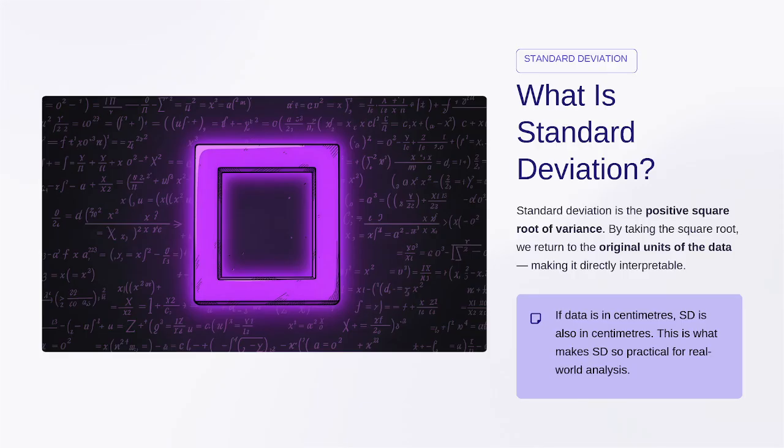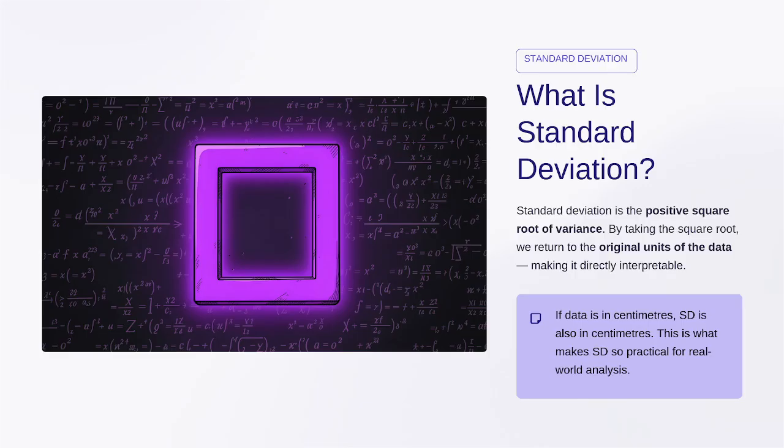So what is standard deviation? Standard deviation tells us on an average how far the values are from the mean. Think of it like this. Imagine the mean is the center of a playground. If children are standing close to the center, the standard deviation is small. If children are scattered all around the playground, the standard deviation is large.